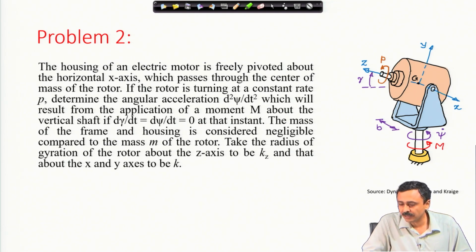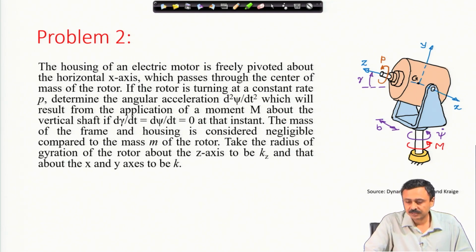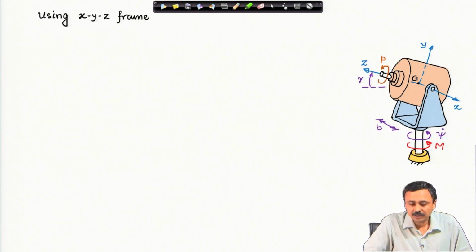Now, gamma is this angle which is shown here, the elevation angle of the axis. d gamma dt is equal to d psi dt is equal to 0 at this instant. The mass of the frame and housing is considered negligible compared to the mass m of the rotor. Take the radius of gyration of the rotor about the z axis to be kz and about the x and y axes to be k. This is also a problem from the book of Meriam and Craig.